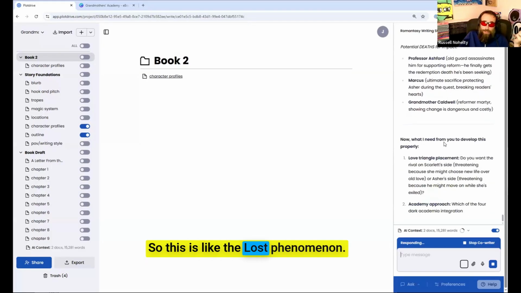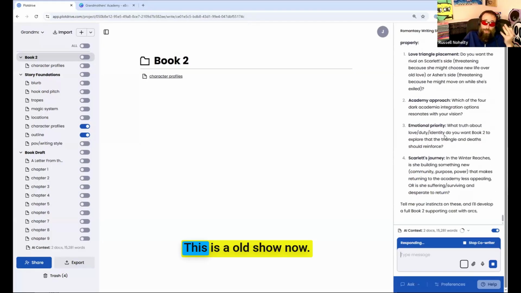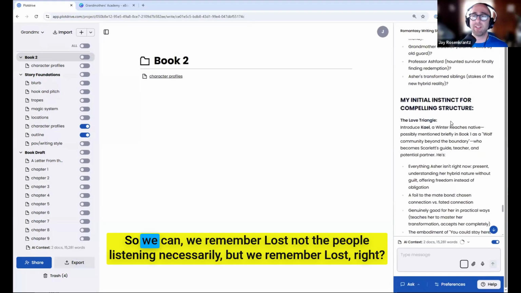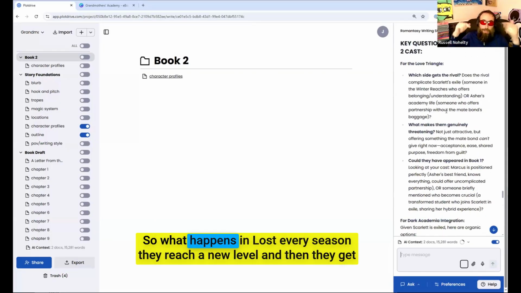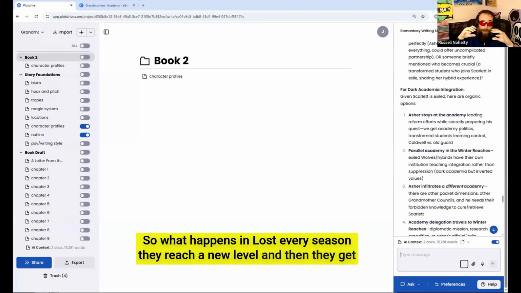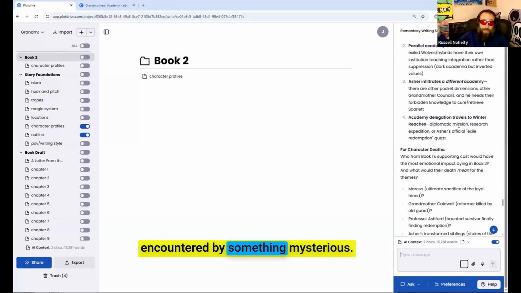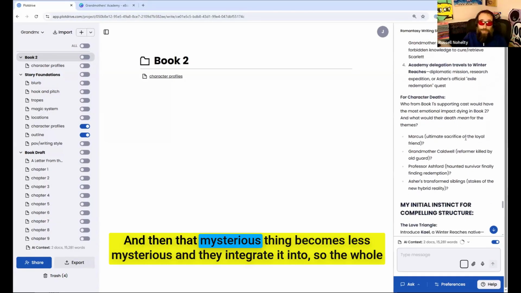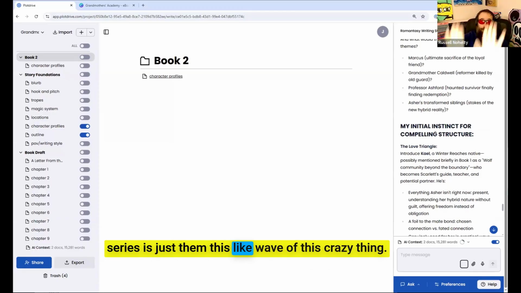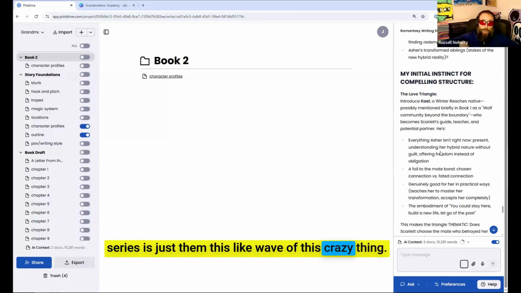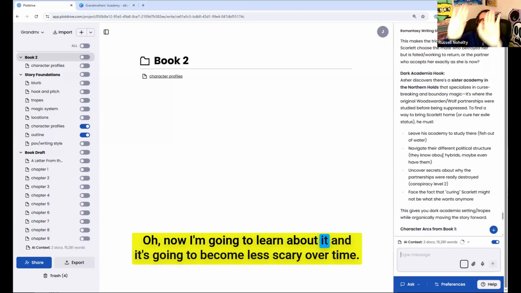So this is like the Lost phenomenon. This is an old show now, but we're all old, so we remember Lost. Not the people listening necessarily, but we remember Lost, right? What happens in Lost every season is they reach a new level and then they get encountered by something mysterious. And then that mysterious thing becomes less mysterious and they integrate it, so the whole series is this wave of some crazy thing, and then you learn about it and it becomes less scary over time.